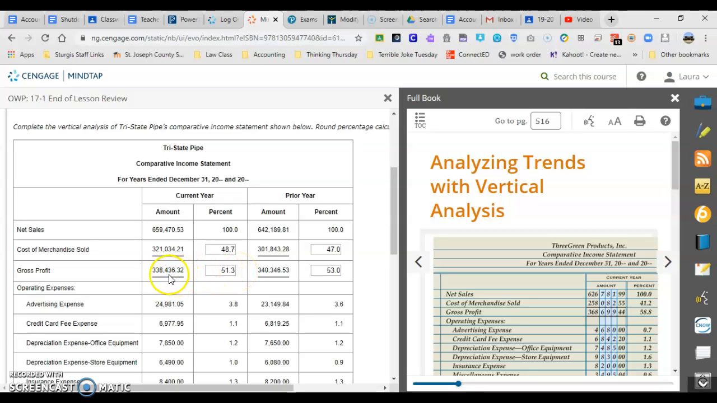See how our gross profit is less here in the current year than it was the prior year? Even though our sales were lower, our cost of goods sold was less. So it's very important to look at these things when you're in business to calculate what's going on. Okay.